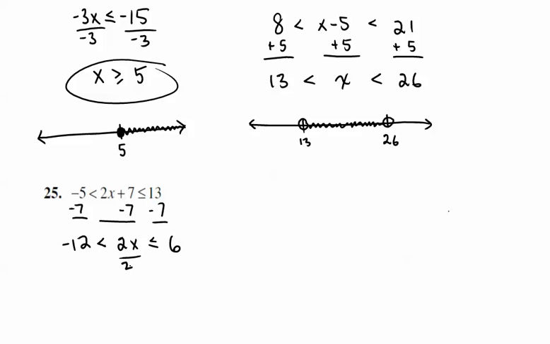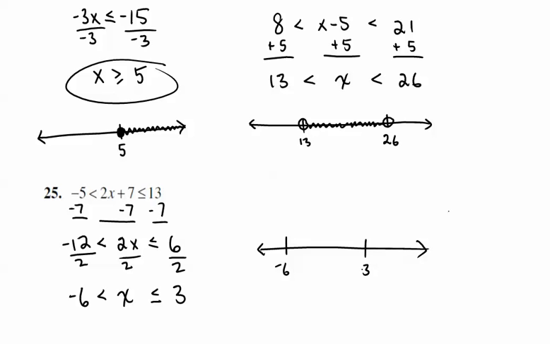Divide all sides by 2, all parts by 2, and we end up with negative 6 is less than x, which is less than or equal to 3. Finally, if I want to graph that, my endpoints are negative 6, positive 3. I do have an open circle at negative 6, but a closed circle at 3, and I'm going to shade in between those 2 points. And that's it for this and for this worksheet.